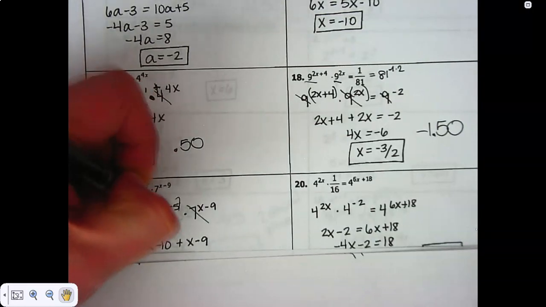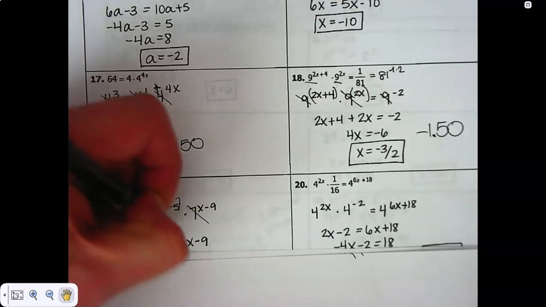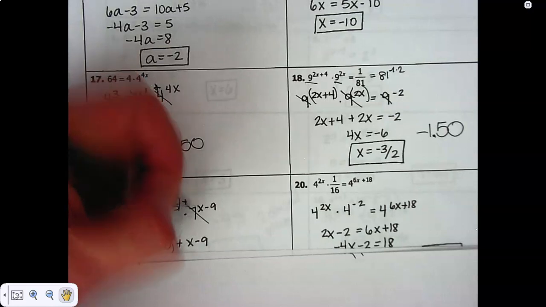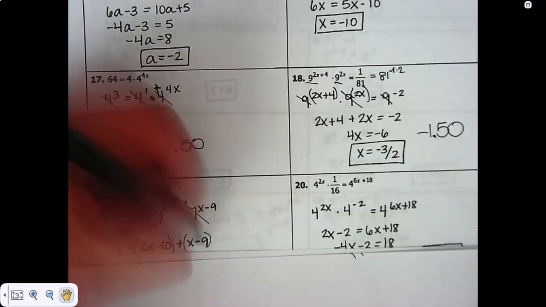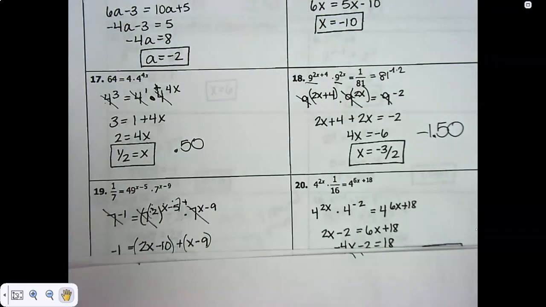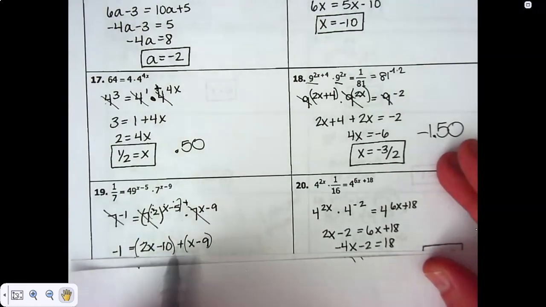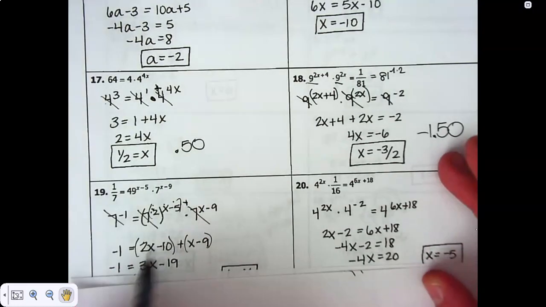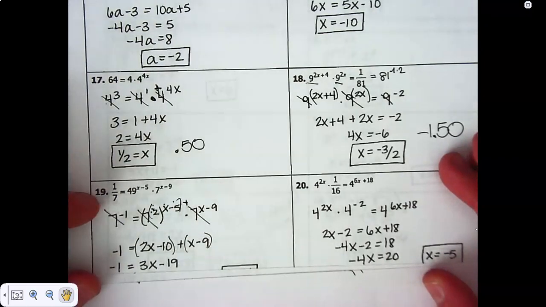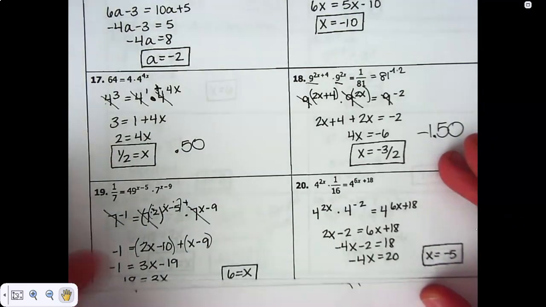So 2 times x is 2x, 2 times negative 5 is negative 10. That's going to get added to the x minus 9. I put parentheses just to show that there were 2 different pieces, but as you saw before, they weren't there, so you don't have to include new parentheses. I just wanted to demonstrate what I did. Combine your like terms: 2x plus x is 3x, negative 10 plus negative 9 is negative 19, equals negative 1. Bring that negative 19 over with addition, and then divide by 3, you get x equals 6.